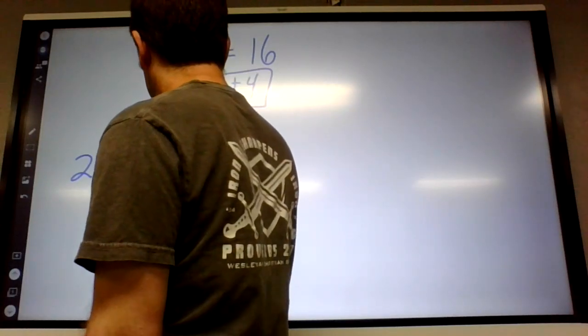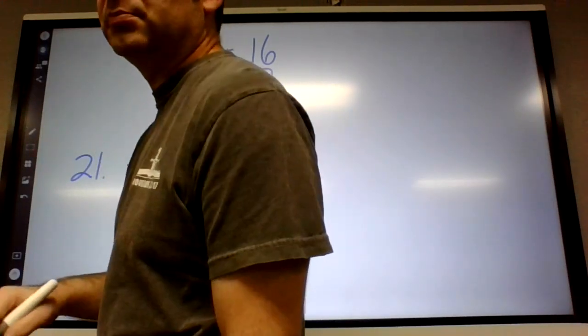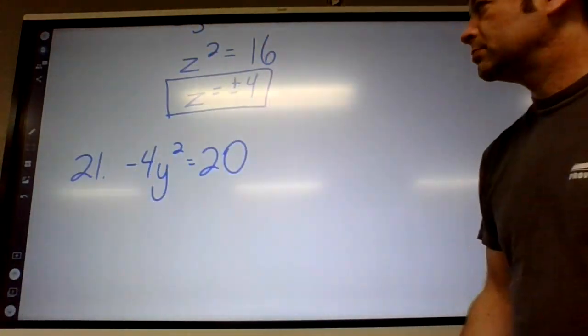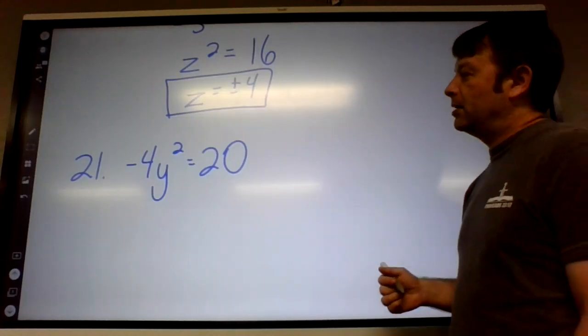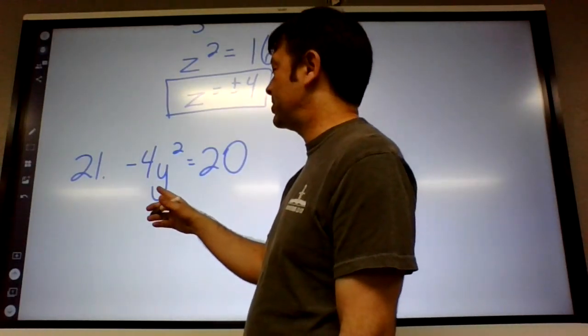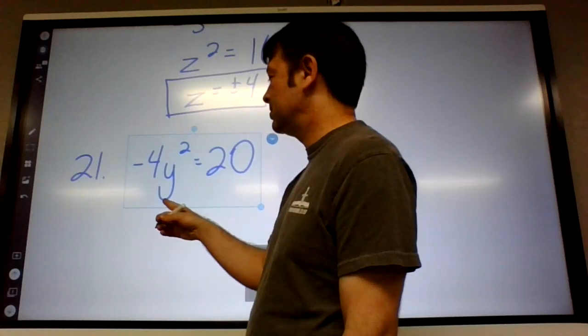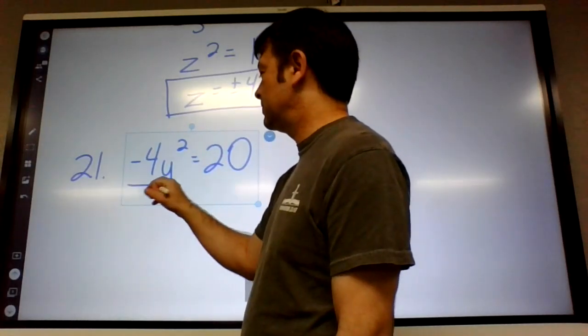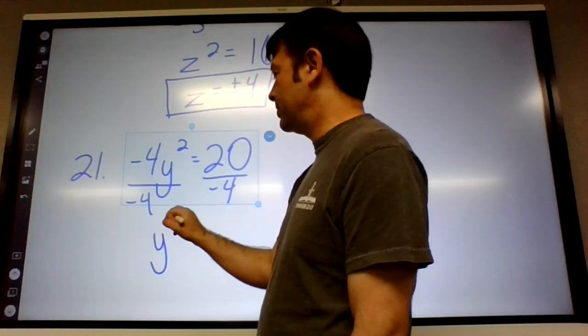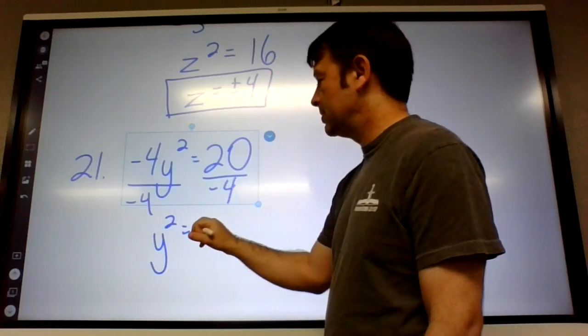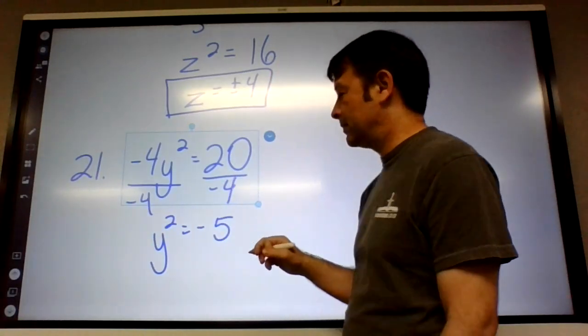Just copying the book. All right. So what should I do first on this one? Divide by negative 4. So I get y squared is 20 divided by negative 4, negative 5.